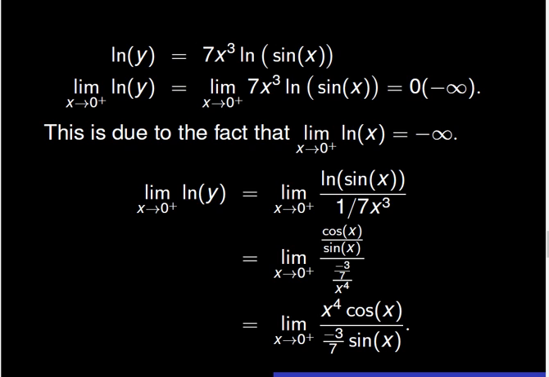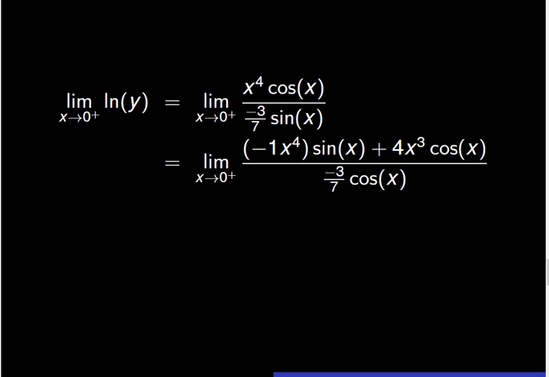We see that both limits are still 0. Therefore, we still have to repeat the process one more time. The derivative of x to the power 4 times cosine of x is minus x to the power 4 times sine of x plus 4x cubed times cosine of x, and the derivative of minus 3 over 7 times sine of x is minus 3 over 7 times cosine of x.